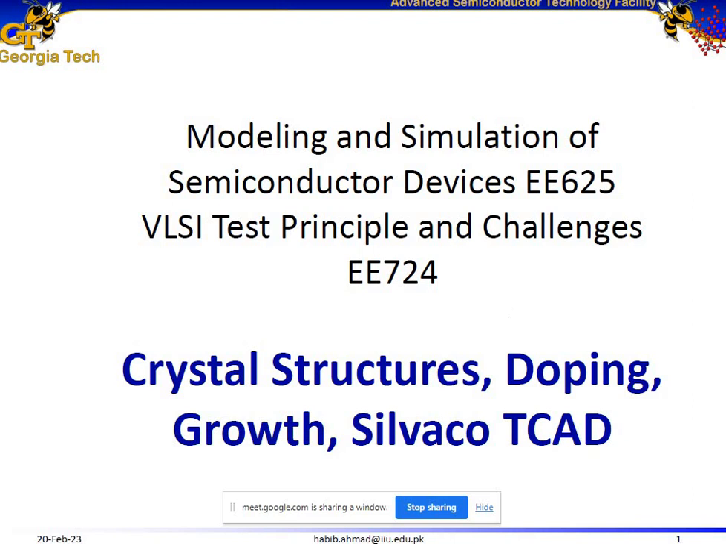I gave an introduction in the last lecture about what we are going to cover in this course. Once again, I'm going to give a slight overview of that, and then today we will talk about crystal structures, doping, growth, and about the Silvaco TCAD simulation tool, which actually simulates device processes and also device measurements.